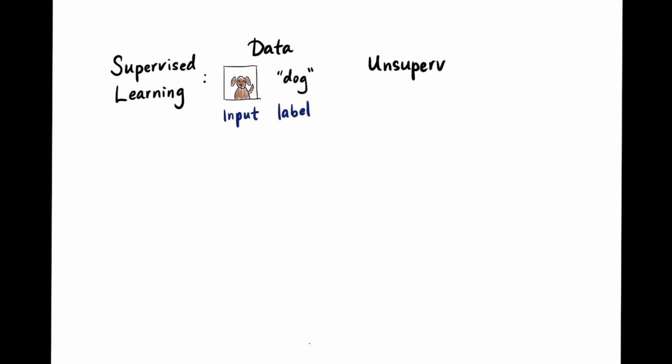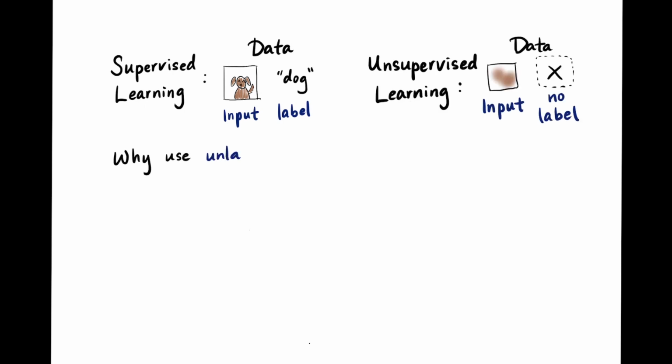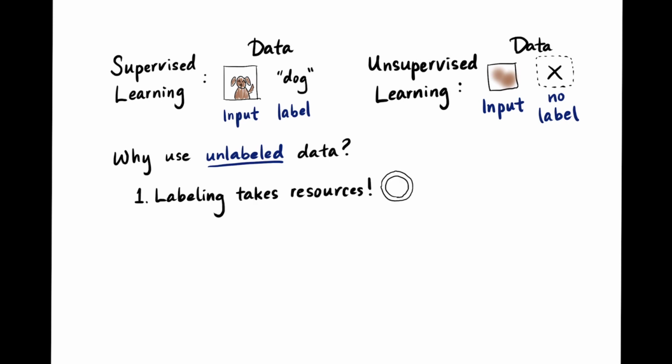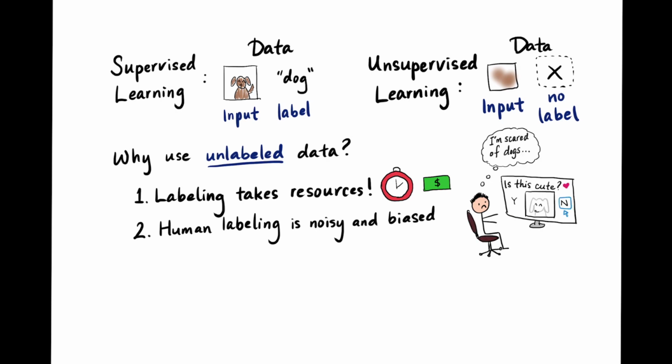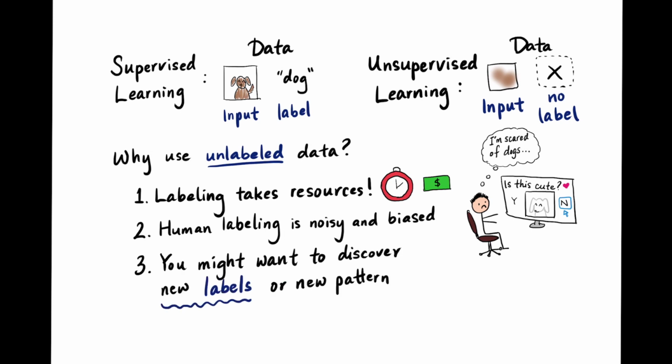Now let's talk about unsupervised learning, where your data is not labeled. Why would you want to use unlabeled data? Well, there are several reasons. First, it takes a lot of resources to label data, and you might not have them. Second, the process of labeling data can actually be noisy and error-prone due to human errors or implicit biases that people who are labeling the data might have. Finally, labels make sense when you know exactly what you want to predict, but in many cases, you might actually want to discover new patterns in your data.